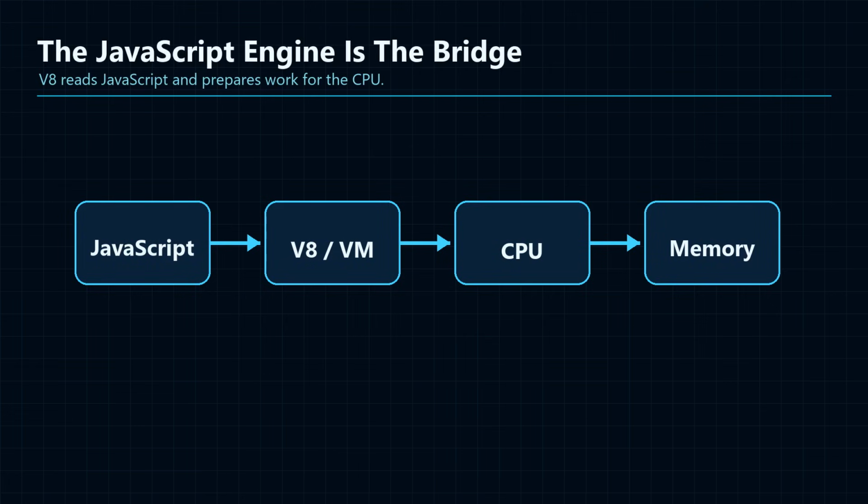Between those two worlds sits the JavaScript engine, like Google's V8. Think of it as a virtual machine. It reads your JavaScript, studies how it behaves, and turns it into work the CPU can execute.